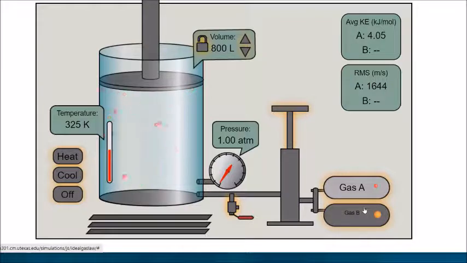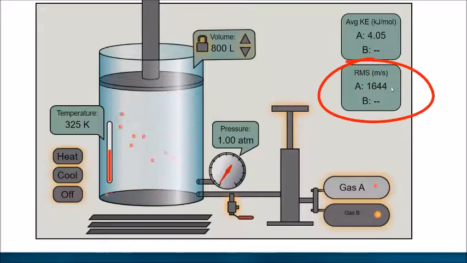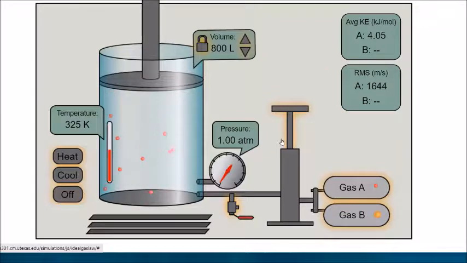The last thing we need to look at is how fast are they going. Notice that gas A is going 1644 over here. That's its speed. So let's also squirt some gas B in there. Let's see if we can notice the difference.